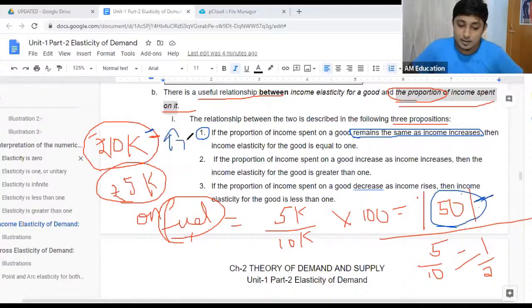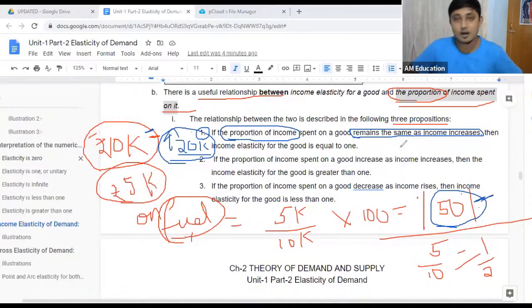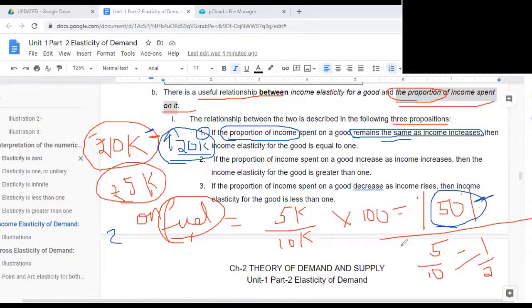So what if my income increases to 20,000? How much will be the amount that I spend on fuel then? If my income increased to 20,000 and the proportion is the same, how many rupees did I spend on petrol after my income increased to 20,000? How much? 10,000. 10,000. How did you get that, Bhavani?